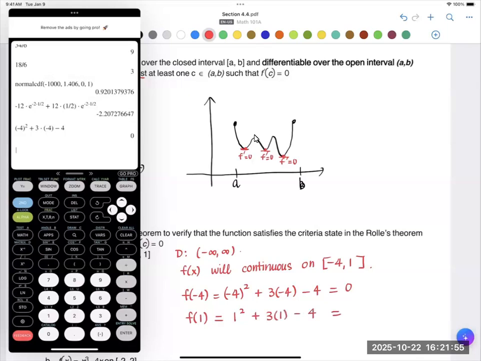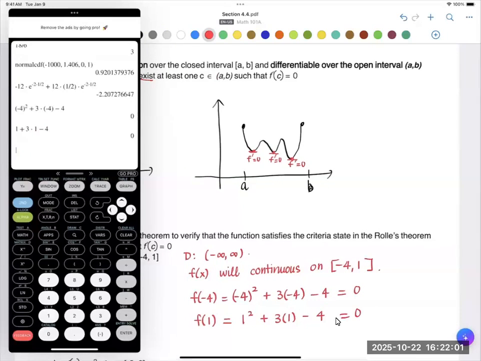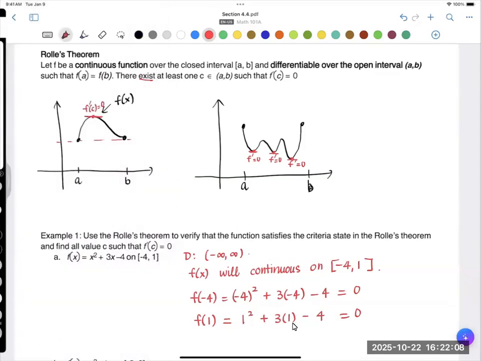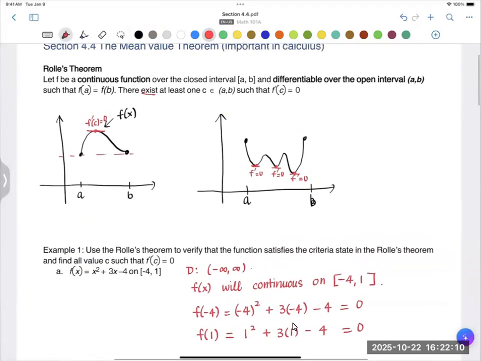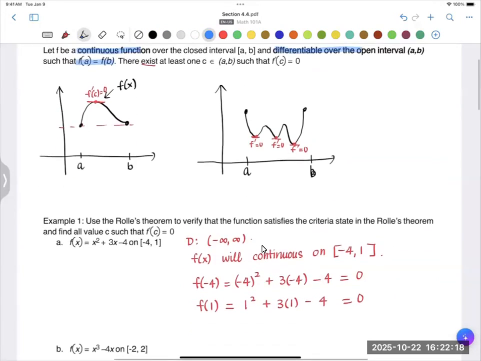and that also will equal to 0 by looking at it, but you want to double check with your calculator, it's fine. Yes, and that does equal to 0. So f of -4 is equal to 0 and f of 1 is equal to 0. So it's all the criteria in the Rolle theorem, right? Then we can say there will be at least one C such that f prime of C is equal to 0.